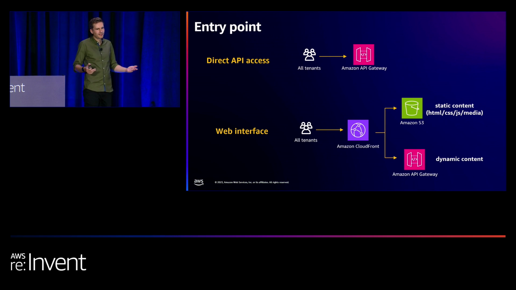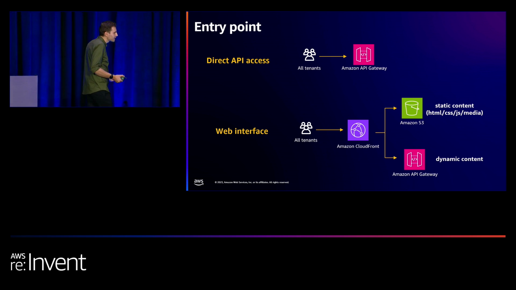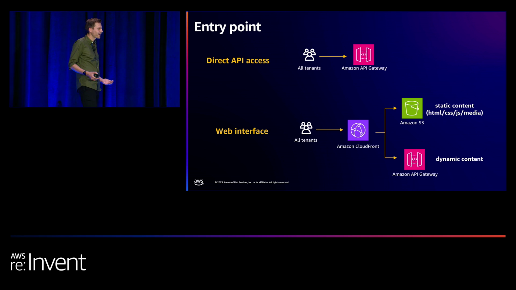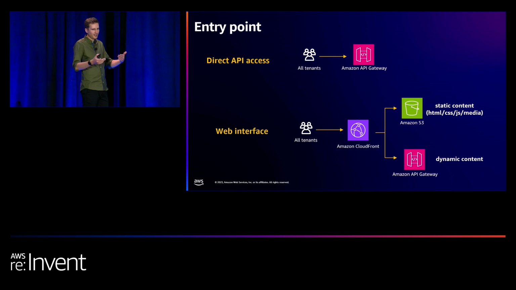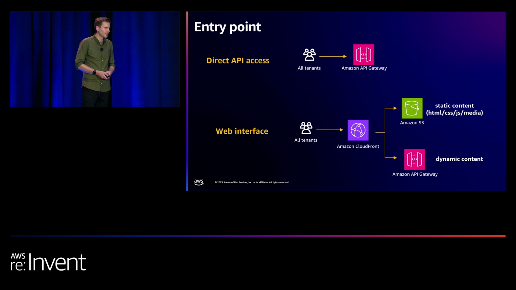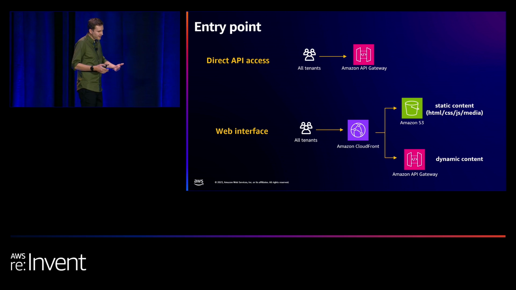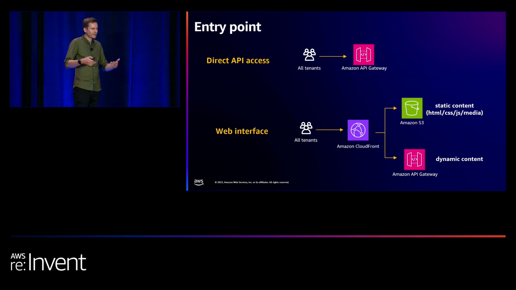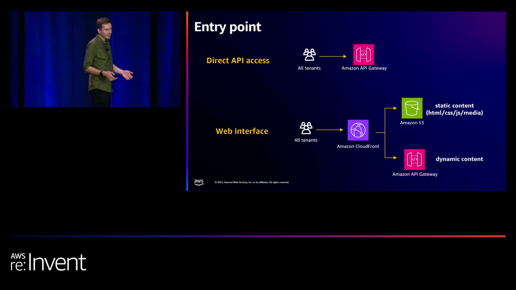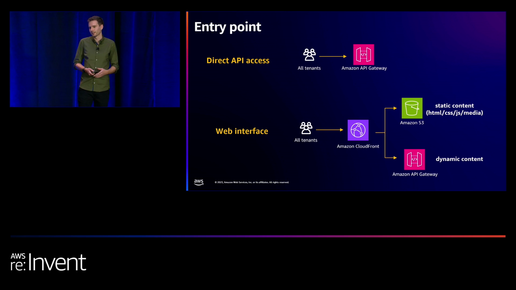Users will come into the system normally in one of two ways. They'll come in via a direct API call. This is good for programmatic access if they want to build their own integrations, they want to do automation. But this is restaurant management software, and we're going to assume that the experience in most cases is through a web UI.